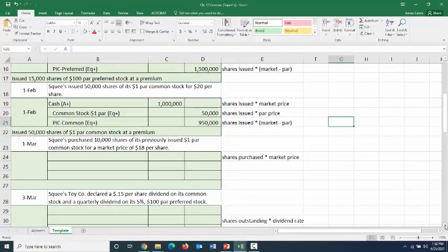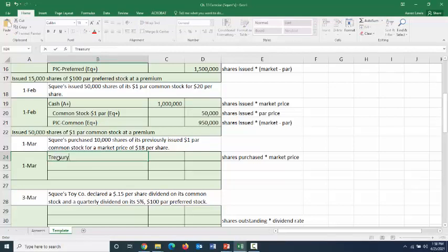In our next journal entry, we are buying back some of these common shares which we had previously issued on March 1st. So Squeeze is buying back 10,000 shares of its $1 par stock, and they're doing so at a market price of $18 per share. So yes, the par is $1 in this March 1st entry, but we are paying $18 a share to buy it back. Well, what do you call shares that you have bought back from the public?